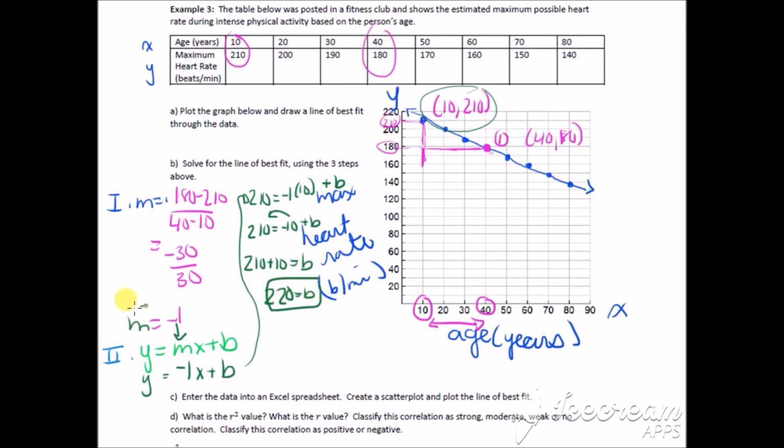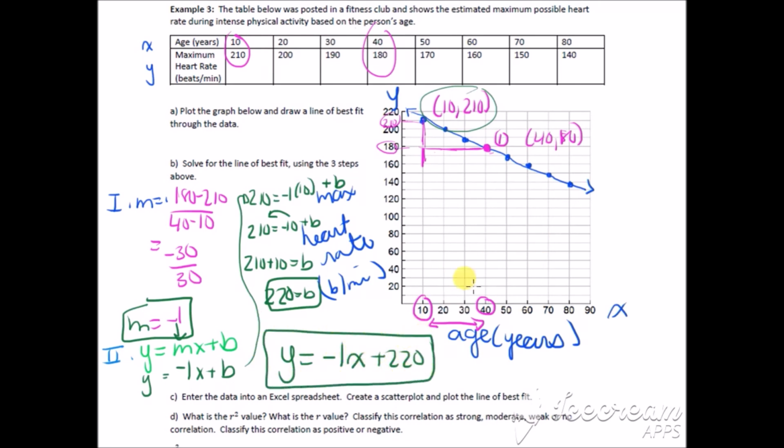So we have m equals negative 1, b equals 220. We get y equals negative 1x plus 220. That is the equation of this line. Come back up here, y equals negative x plus 220, or negative 1x. Now part C wants us to enter this data into the Excel spreadsheet and create a scatter plot and the line of best fit as well.